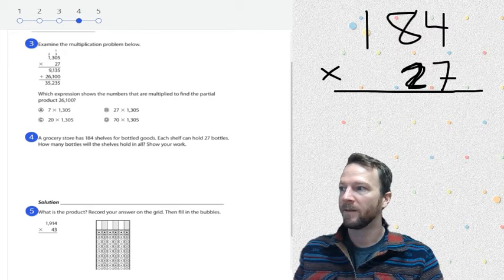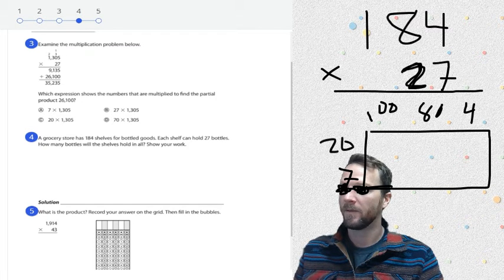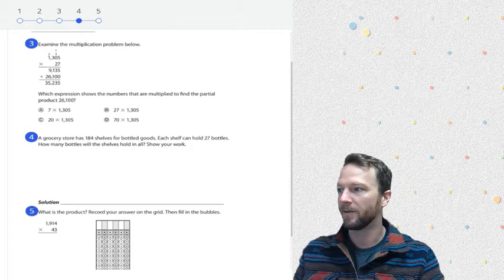Or you could break it apart, 184, 180 and 4, 20 and 7. Oh, I can draw on my face. Give myself glasses. Now I'm looking cool. And then, so those are your 2 strategies, area model or partial product. Okay, I'm not going to do any more for you.